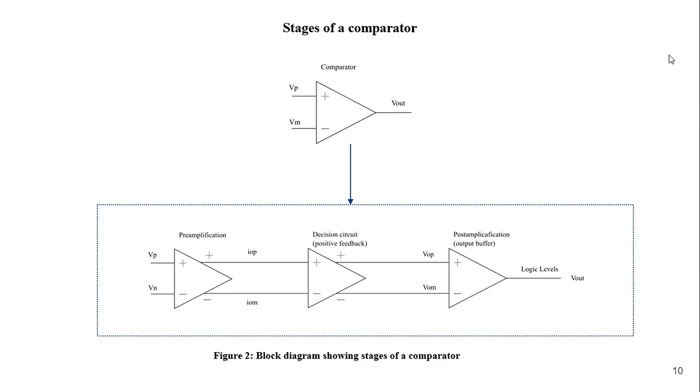until the decision circuit works and then the final output we get, sometimes the output levels are not quite good. So therefore pre-amplification is done before the decision circuit is used, and in the decision circuit it is obvious that the signals are compared, and in the post amplification the signals are amplified again through a buffer.